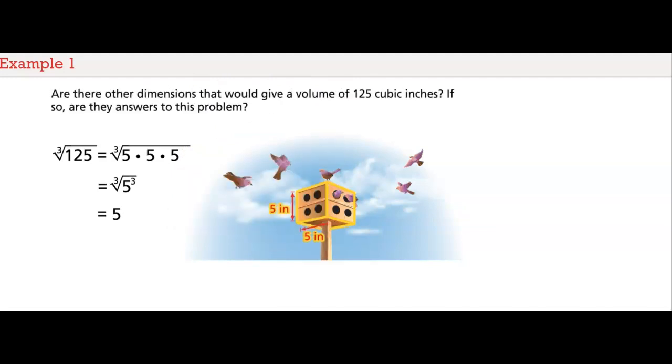Are there other dimensions that would give a volume of 125 cubic inches? If so, are they answers to this problem? There are other dimensions of a rectangular prism that give a volume of 125 cubic inches. However, only one set of dimensions makes a cube. So there is only one answer to this problem.